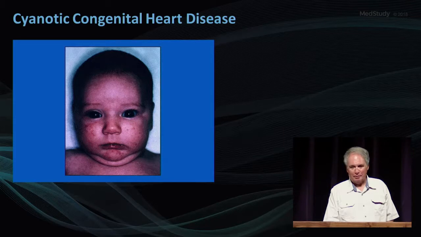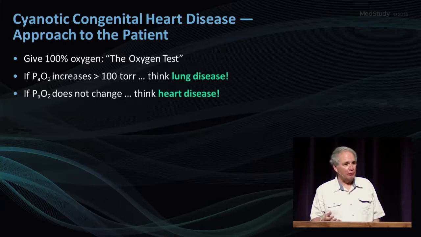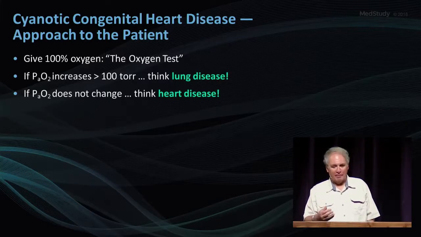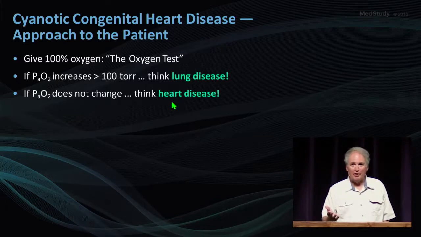Cyanotic congenital heart disease. Okay, approach to the cyanotic patient. The first thing you do, and you do it instinctively, and it's correct, is to give oxygen. That's a good thing to do. A, it might help the patient, and B, it's diagnostic, okay? And we call this, the cardiologists call this, the oxygen test. So if you have a baby with a PaO2 of 30, 40, and you give 100% oxygen, and the PaO2 goes to greater than 100, think lung disease. Get an X-ray, something's going on here, okay? If you give 100% oxygen and the PaO2 doesn't change, that's heart disease. So it's called the oxygen test. You've all done it. You all know about it.